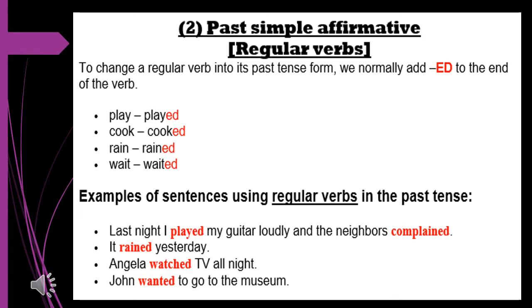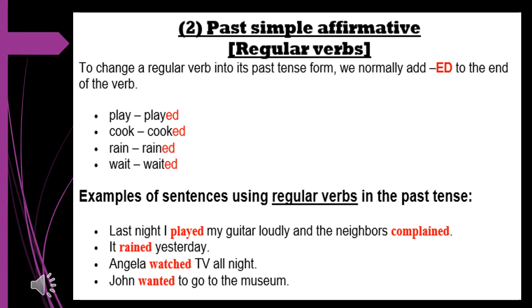To change a regular verb into its past tense form, we normally add ed to the end of the verb. So just add ed to the verb, like play, played, cook, cooked, rain, rained, wait, waited.